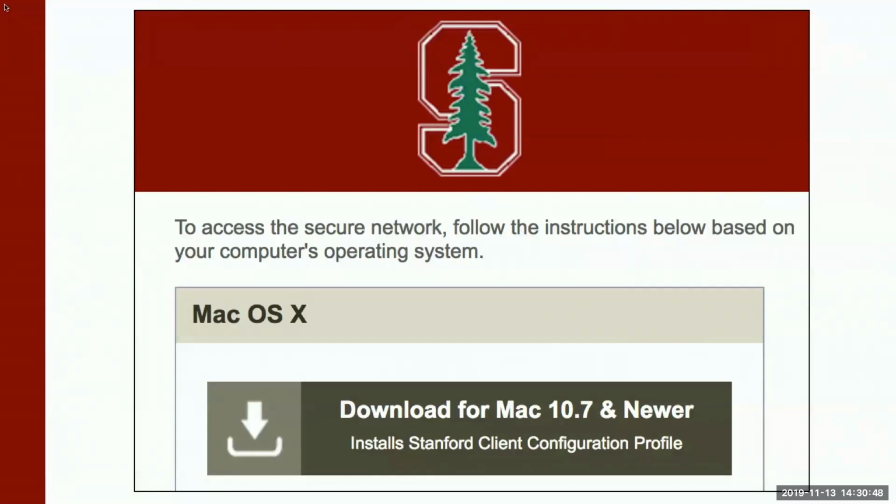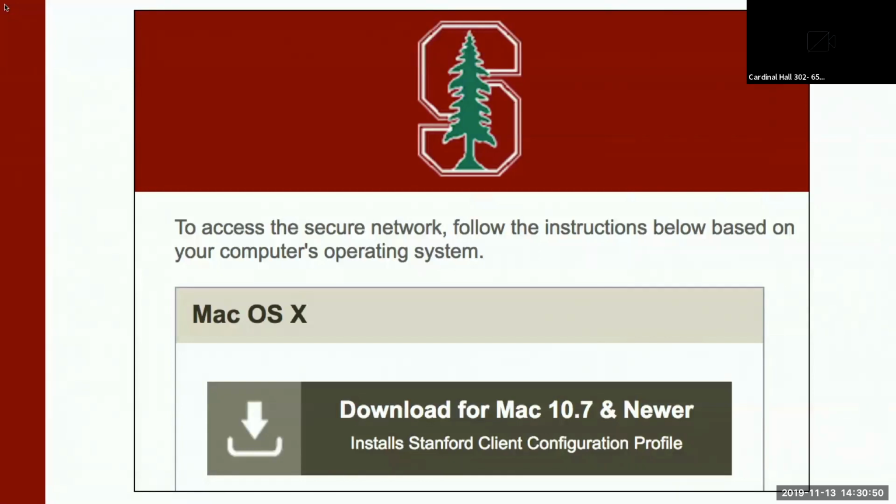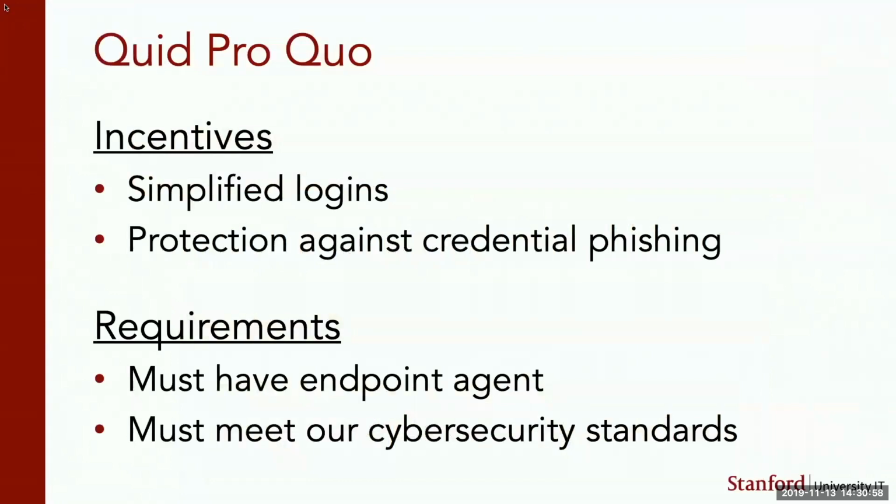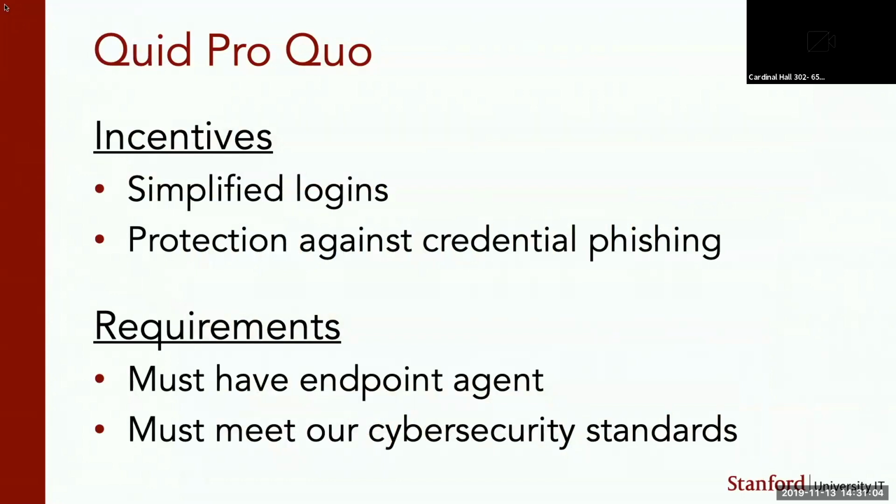So before I go to this next slide, I know that this phrase has become quite prominent these days. When I think about our Cardinal Key program, 3 words do come to mind: quid pro quo. And what we're providing as incentives are the user experience, simplified logins, and protection. But in exchange, we're asking for you to have an agent on your endpoint and that you meet our cybersecurity standards. So that's the balance there.